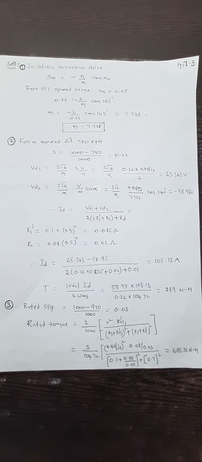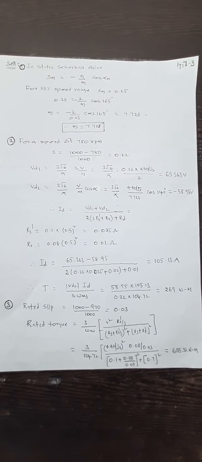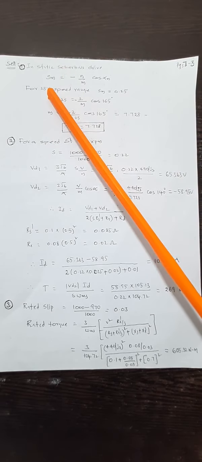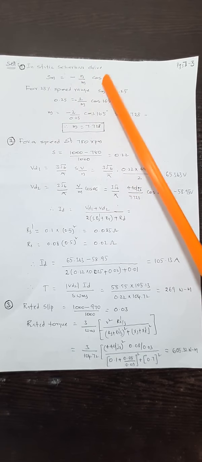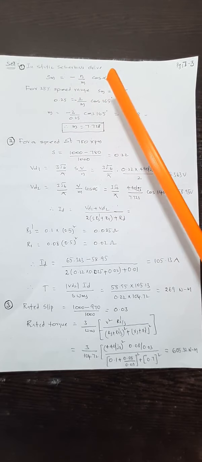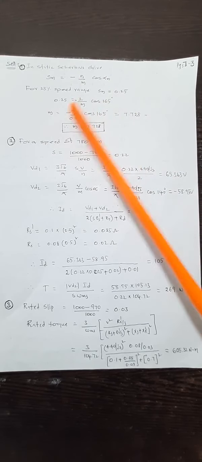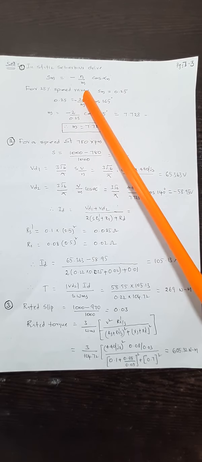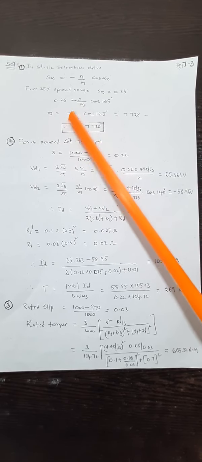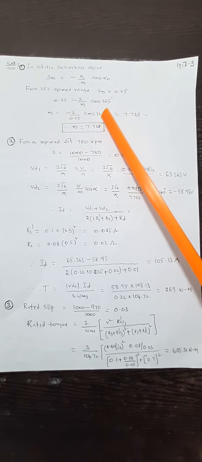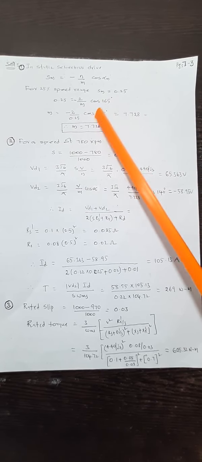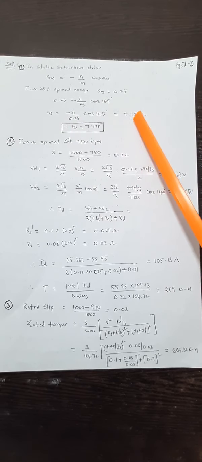In part number 1, we need to calculate the transformer turns ratio. The transformer turns ratio is denoted by the value M. As per the maximum slip formula, Sm is equal to minus n by m cos alpha. For 25% speed range, Sm is to be taken as 0.25. So substitute all the values except the value of m. n is given, it is the stator to rotor turns ratio, which is 2. Therefore m is equal to minus 2 divided by 0.25 cos 165. Since the cos alpha value, for an angle greater than 90 degrees, is negative, minus of minus gives plus, and this becomes 7.728.